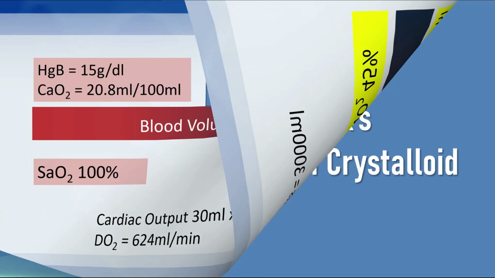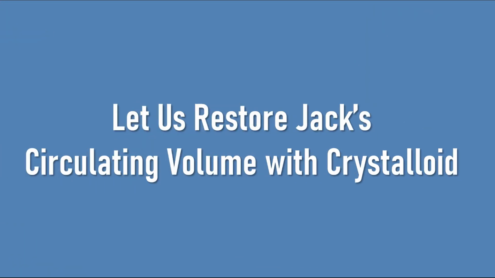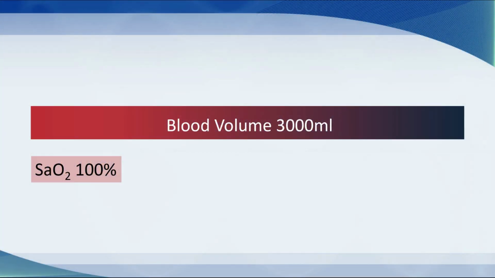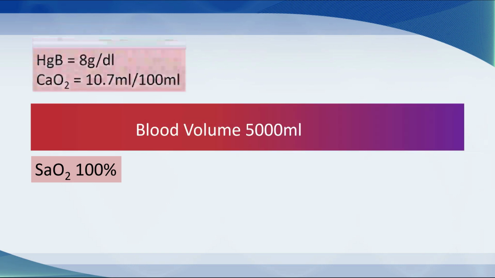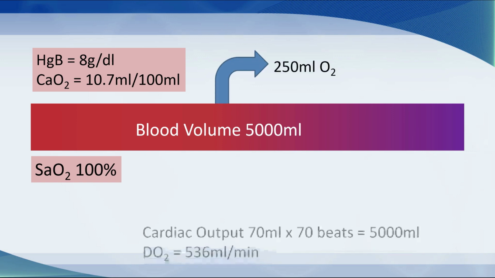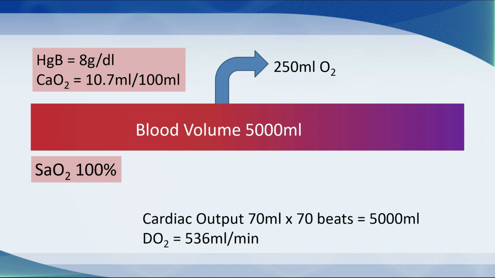Now, let's go and restore Jack's circulating volume with crystalloid. Here we start with his blood volume of 3,000 mils, and we're going to give him volume. We're going to give him 2 liters or 3 liters or whatever it takes to get his blood volume up to 5,000 mils. Note immediately that the hemoglobin has now dropped. His hemoglobin is now 8 grams per deciliter. The arterial oxygen content is 10.7 mils per 100 mils. Cardiac output is back to normal, but his oxygen extraction is the same.